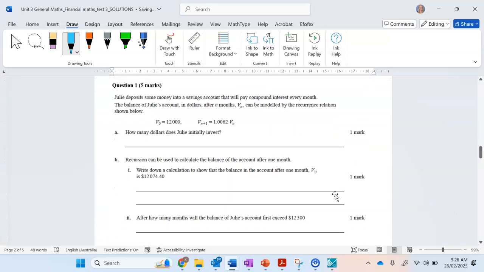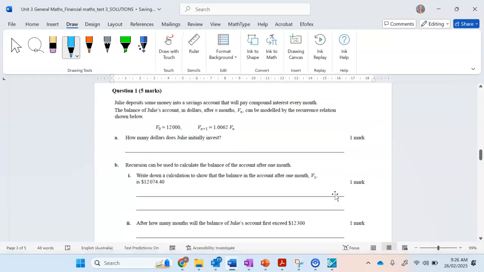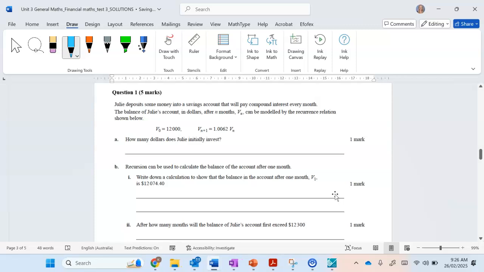All right, moving along, let's do the extended response. I'm going to flip my laptop over. All right, Julie deposits some money into a savings account that will pay compound interest every month.